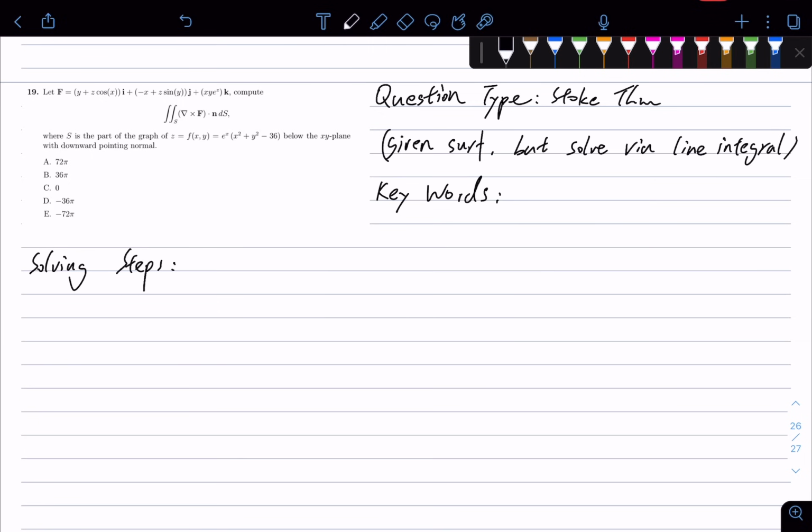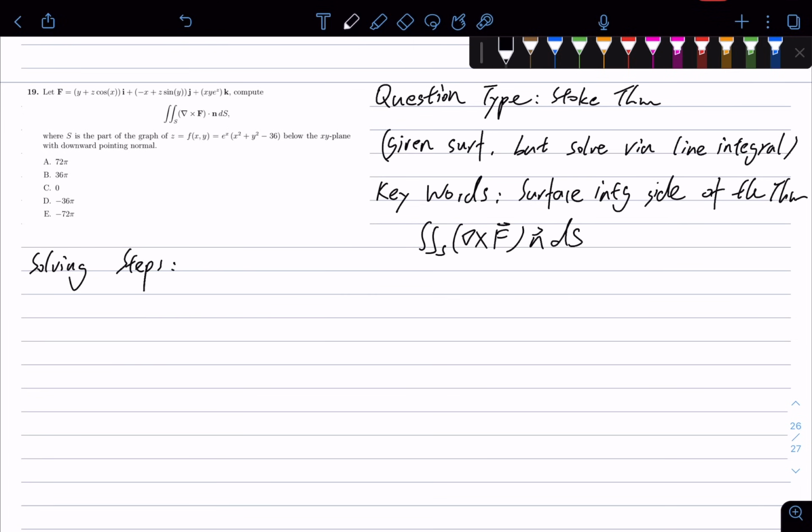Well, how do I know that this is a Stokes theorem problem? The keyword, first of all, is that they gave you the surface integral side of the Stokes theorem. So the surface side of Stokes theorem is the surface integral over S of del cross F, dot N dS.